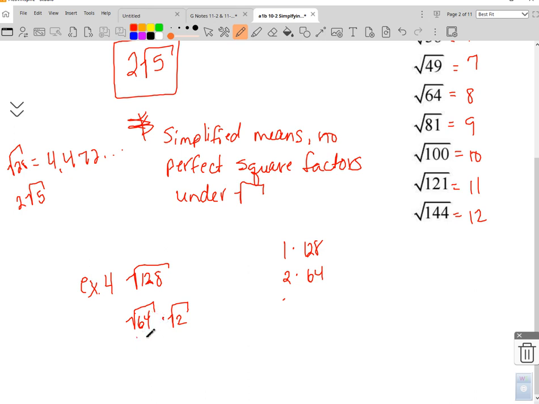What is the square root of 64? 8. Right. So this simplifies to 8 square root 2. Just like with the variable, you don't need an operation symbol in there. 8 square root 2 means 8 times the square root of 2. And that is your answer for the square root of 128. Make sense? Yeah. Okay.